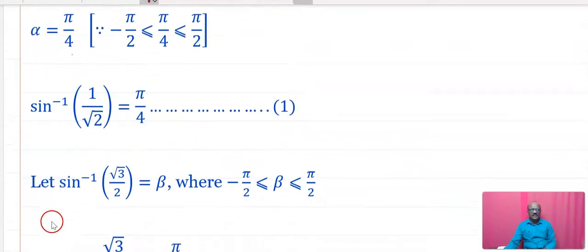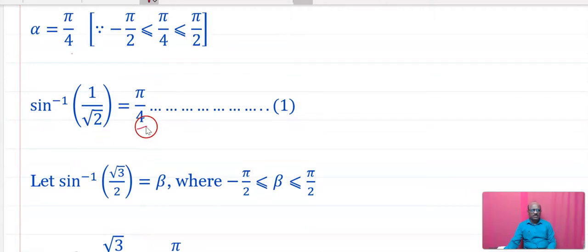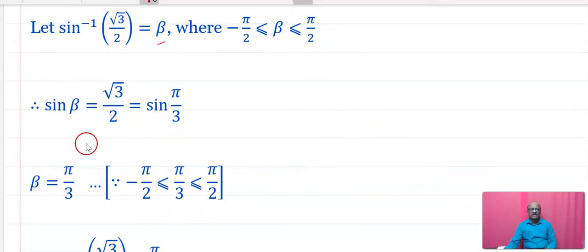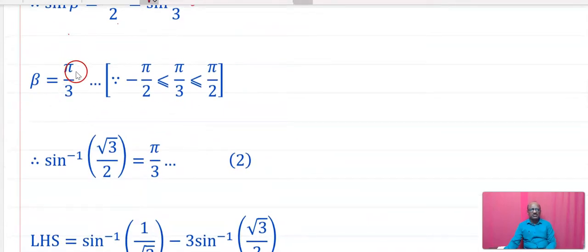And hence, sine inverse of 1 by root 2 is pi by 4. Next, sine inverse of root 3 by 2 is beta, and the value of beta lies between minus pi by 2 to plus pi by 2, and that's why sine beta is equal to root 3 upon 2, and that is pi by 3, and hence beta is equal to pi by 3. Therefore, sine inverse of root 3 upon 2 is equal to pi by 3.